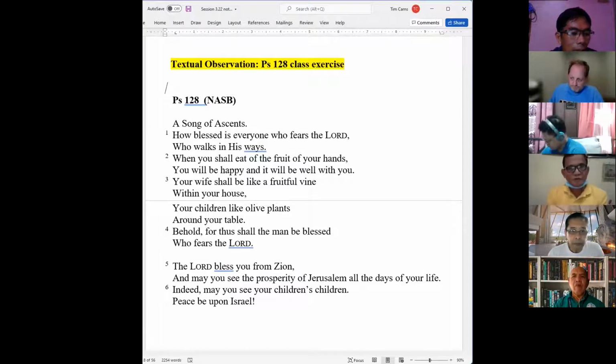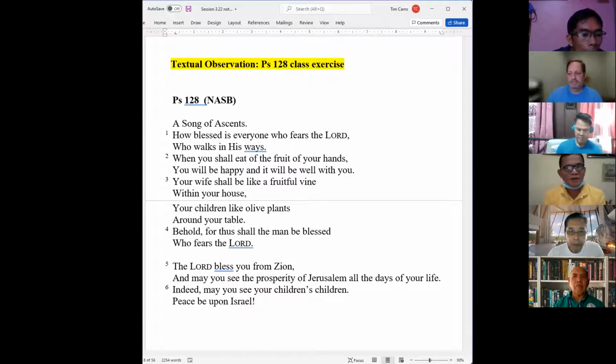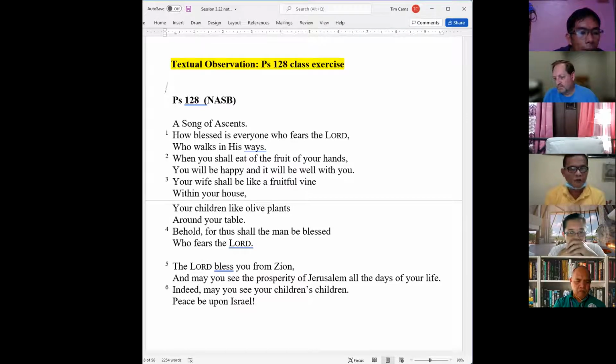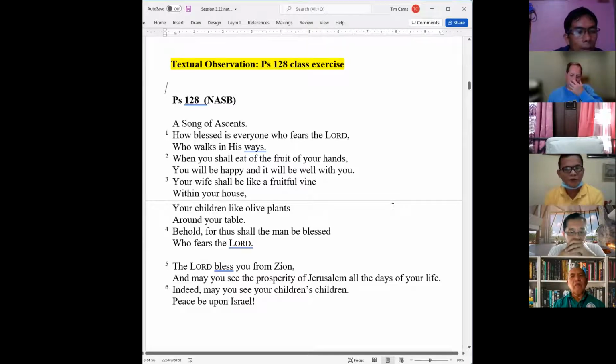Psalm 128, New American Standard Bible, a song of ascents. Verse 1, how blessed is everyone who fears the Lord, who walks in his ways. Verse 2, when you shall eat of the fruit of your hands, you will be happy, and it will be well with you. Verse 3, your wife shall be like a fruitful vine within your house, your children like olive plants around your table. Verse 4, behold, for thus shall the man be blessed who fears the Lord. Verse 5, the Lord bless you from Zion, and may you see the prosperity of Jerusalem all the days of your life. Last verse, indeed, may you see your children's children. Peace be upon Israel.